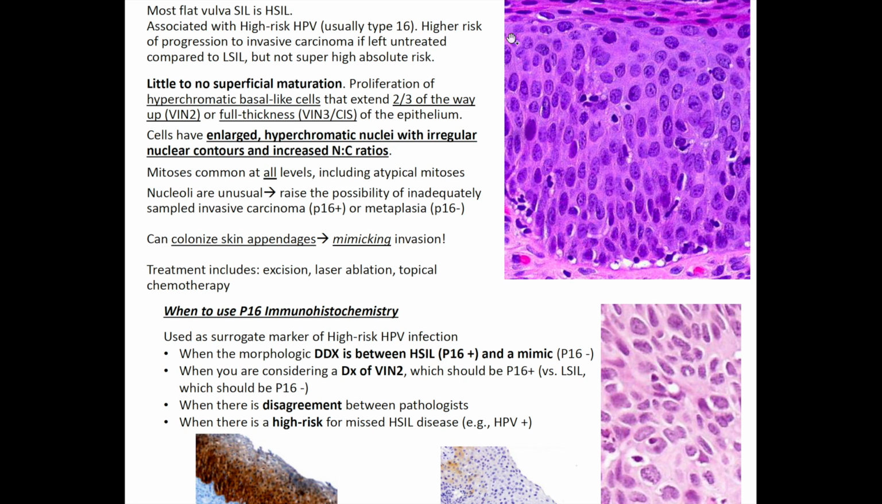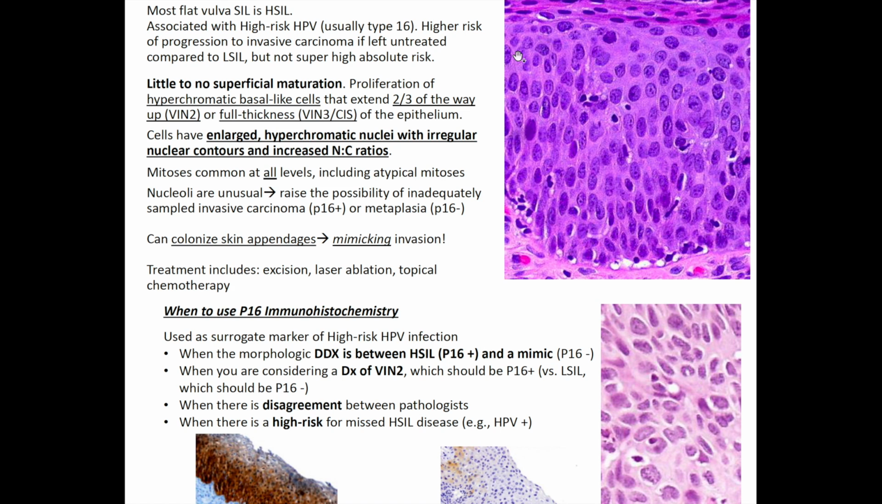The cells have enlarged hyperchromatic nuclei with irregular nuclear contours and increased nuclear cytoplasmic ratios that we're all familiar with. And mitoses are common at all levels in high grade, including atypical mitoses.